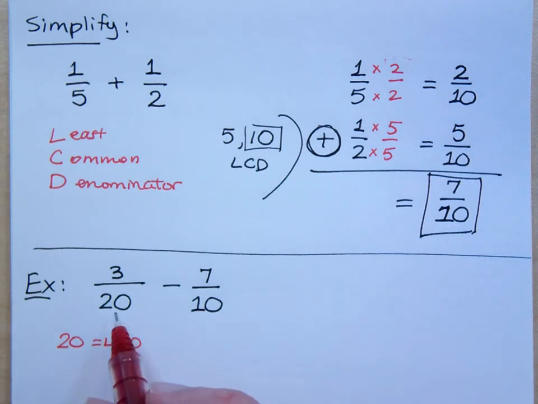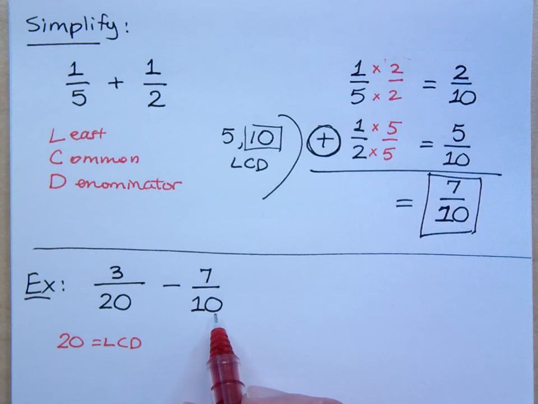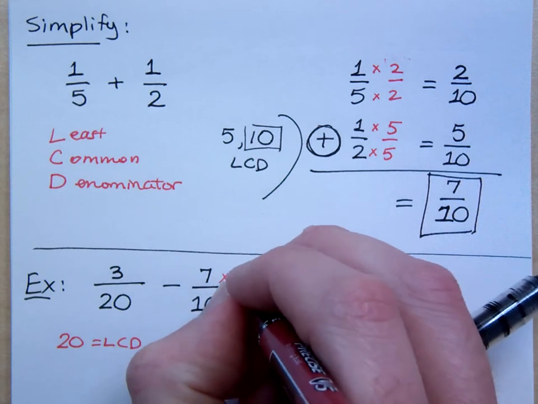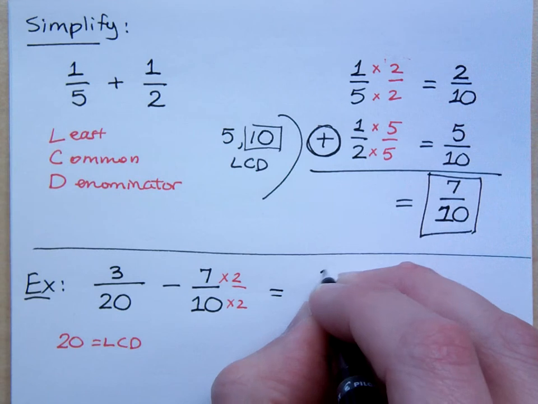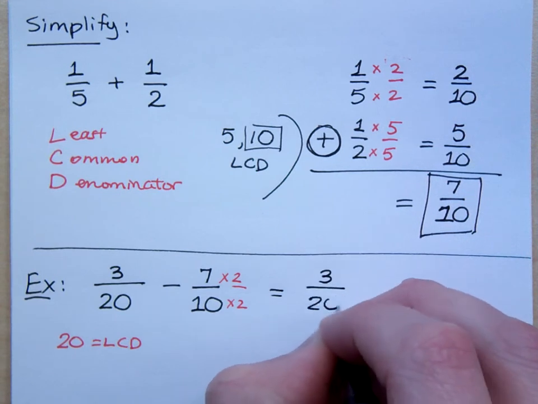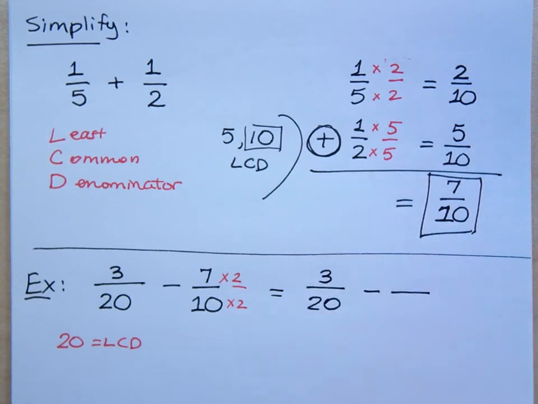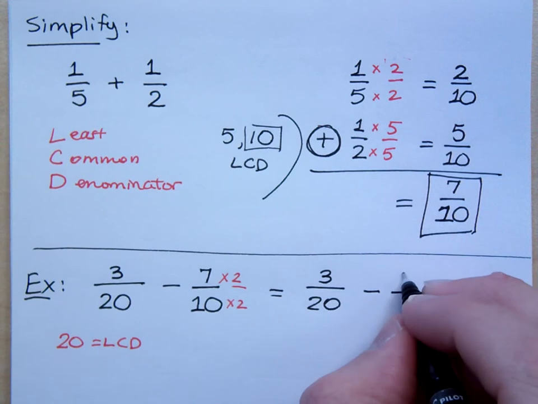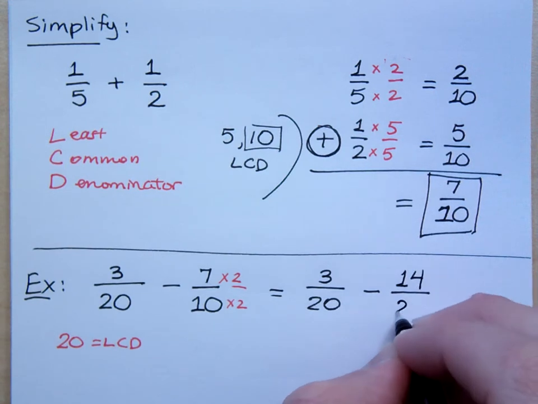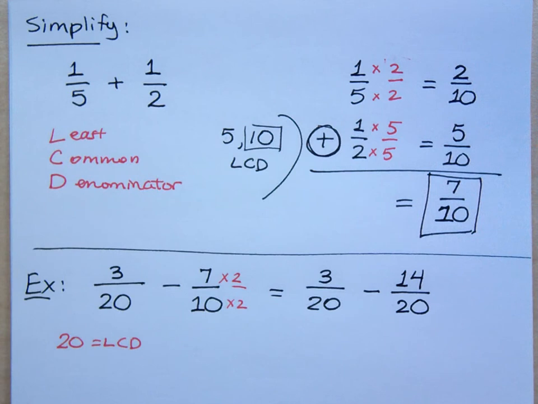So, do I need to do anything with this 3 over 20? He already has the denominator we need. What about the 10? What would you do to convert this guy to be over 20? Put in the missing factor of 2. So then here's what my problem looks like. The 3 over 20 is still 3 over 20 minus, what did 7 over 10 become? 14 over 20.